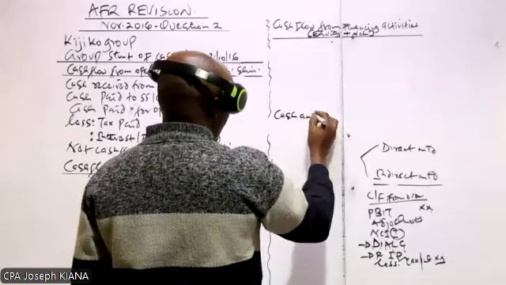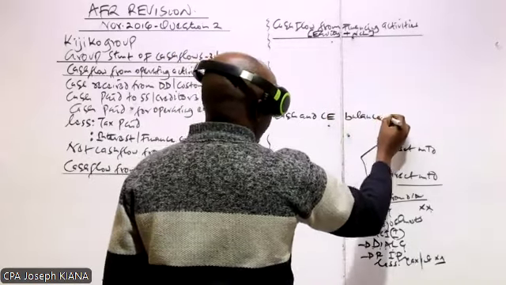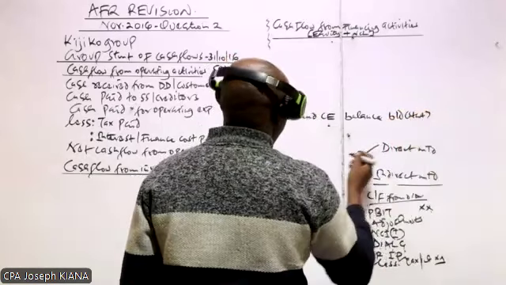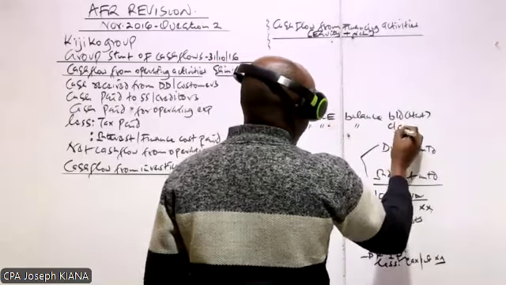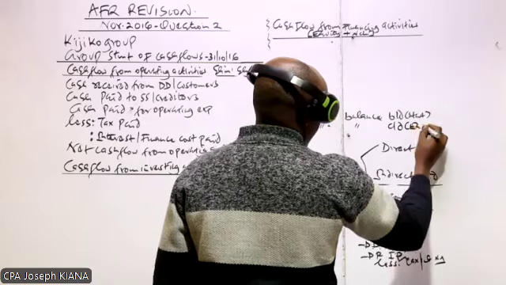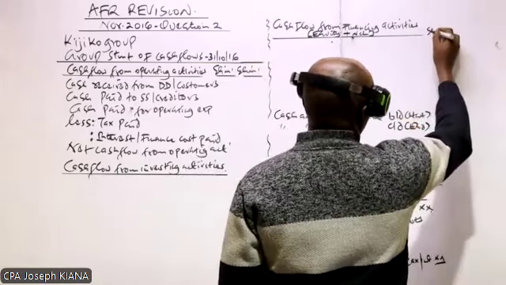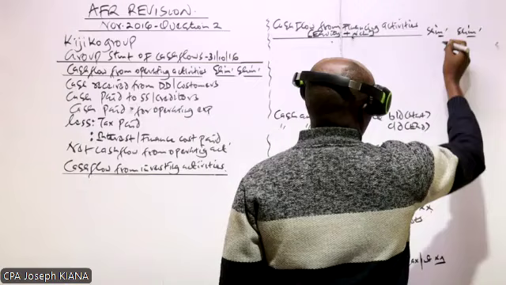And finally, you record cash and cash equivalents, balance brought down, which is at the start of the year. And then you also record cash and cash equivalents, balance carried down, which is equally at the end of the year. So remember, you have two columns here.